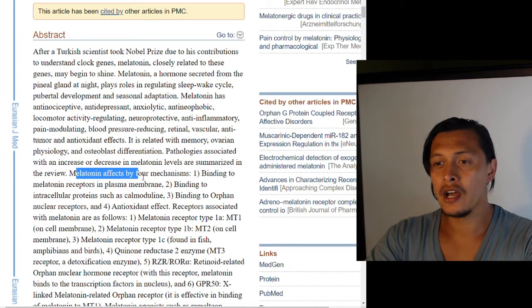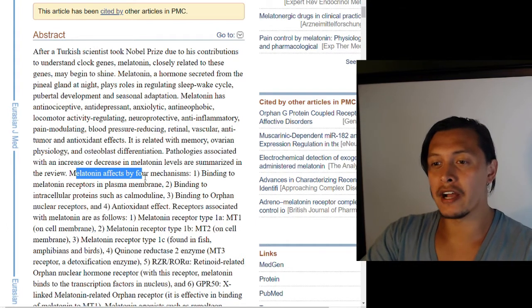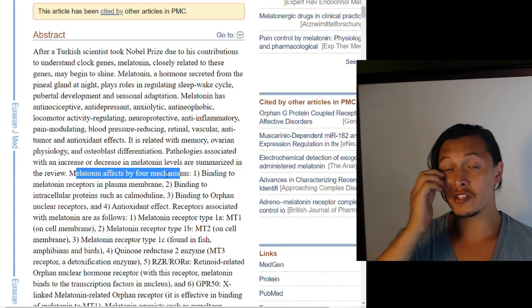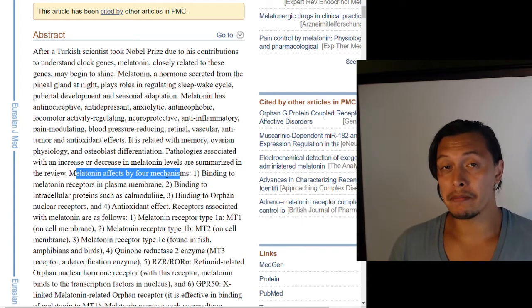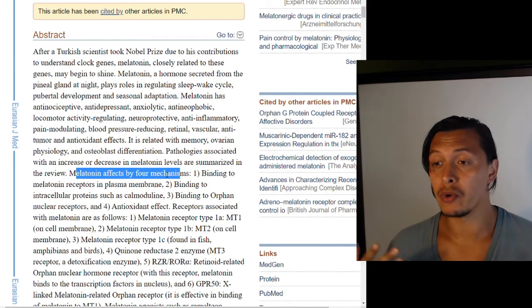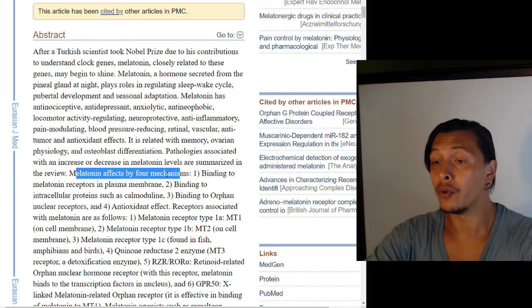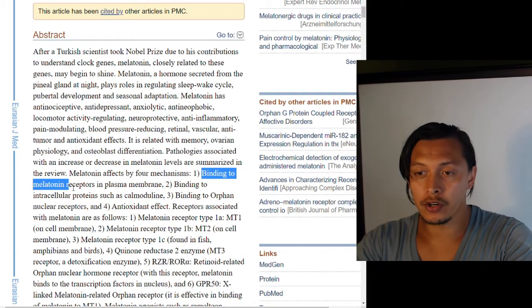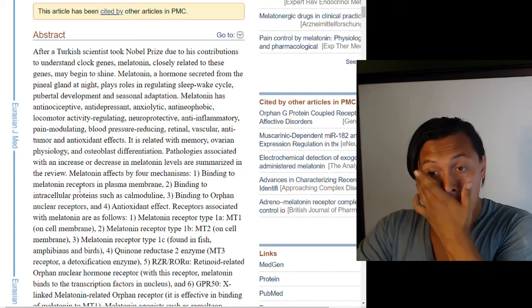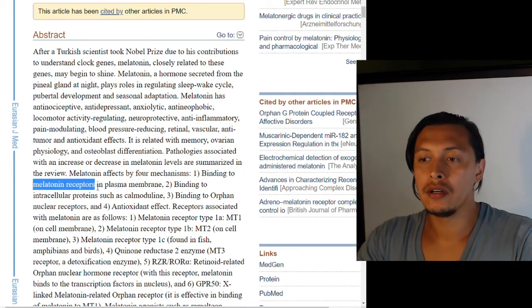Melatonin elicits its effects through 4 mechanisms, and I should also mention this is a review article that was written by people whose native language is not English. So every once in a while there might be some syntactical errors, but we can definitely work around those without any issue. So there is binding to melatonin receptors in the plasma membrane, which is the first one. So let us look up and that is number 1.